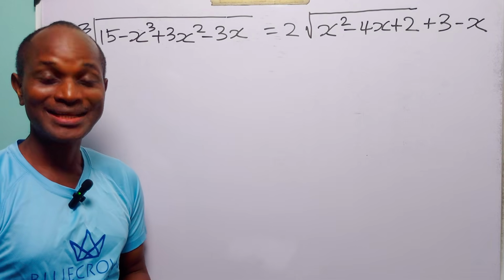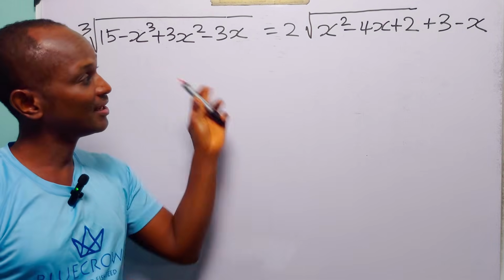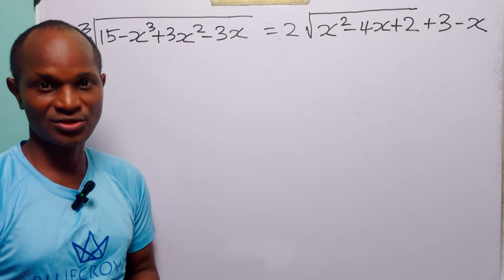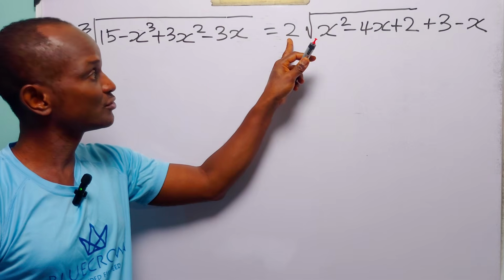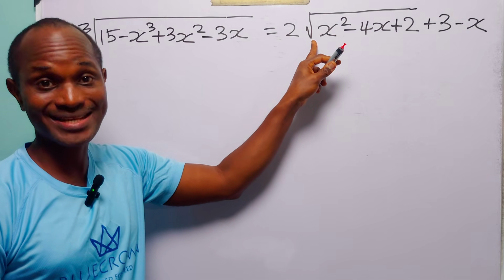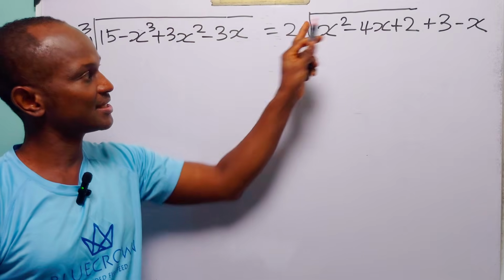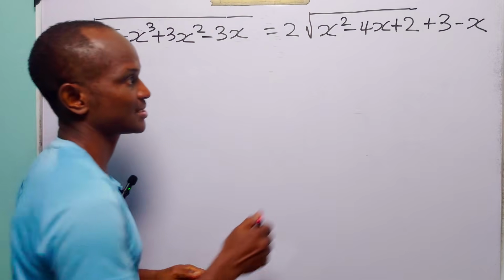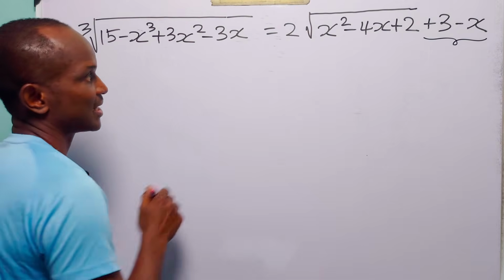Hello and welcome. In this math tutorial, our task is to find the real values of x that satisfy this radical equation. Now, to solve this problem, the first thing we are going to do is to make 2 times the square root of x squared minus 4x plus 2 the subject of this equation. And of course, to do that, we will move these 2 terms over to the opposite side.